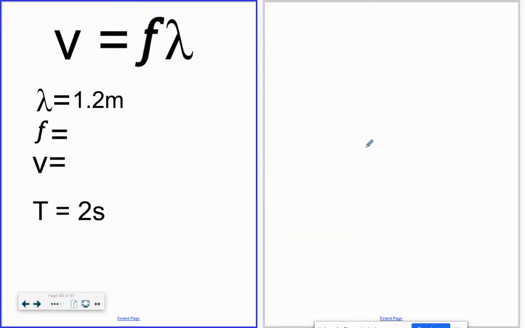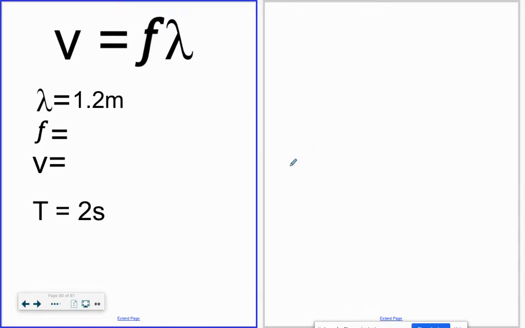Here's a bit more of a challenging one because I am being asked to find two variables in this formula. Now that doesn't seem possible to do. It doesn't seem like I have enough information, but I'm given the period amount in this particular case, which will help me find one of those variables. I wonder if you can guess which one it is.